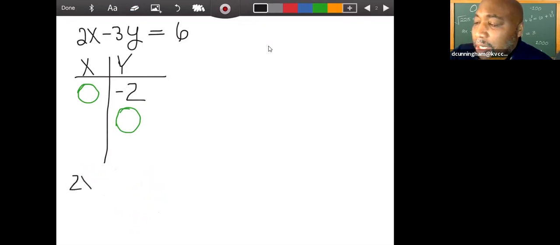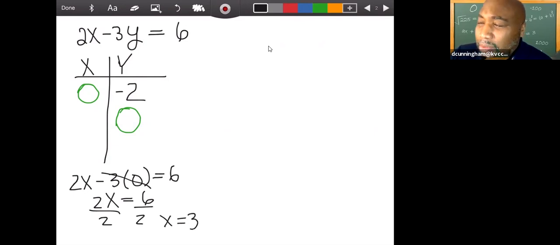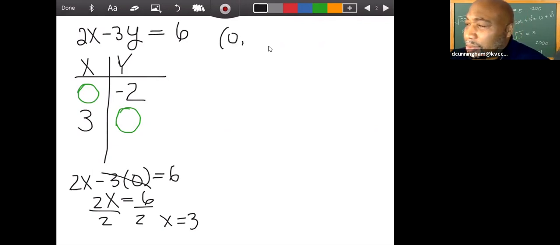So this will be 2 times x minus 3 times 0 is equal to 6. Now 3 times 0 is 0. So we end up with 2x is equal to 6. Divided by 2. Therefore, x is equal to a positive 3. And now if we want to do one more point, you can do that. I guarantee if you do it correctly, your point will be on the line once I make the straight line. So let's write our points. It's 0, -2, and the other one is 3, 0.